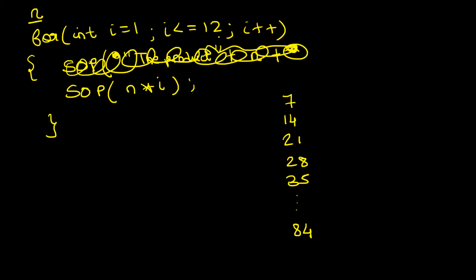Then the value of I will become 2. So 7 into 2, 14 will be printed. Then the value of I will become 3. 7 into 3, 21 will be printed. So likewise, the table of 7 will be printed.